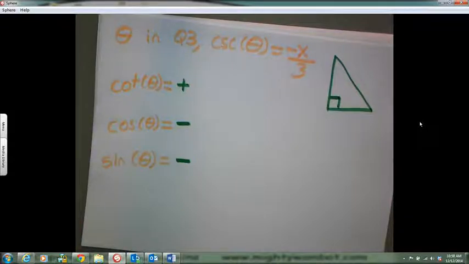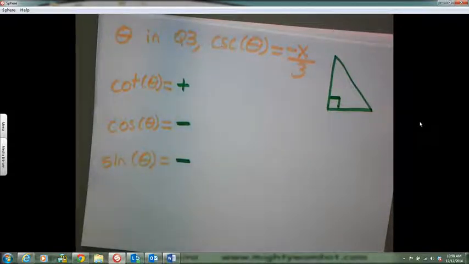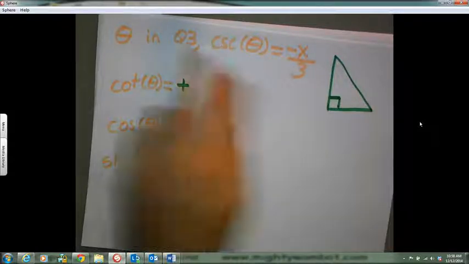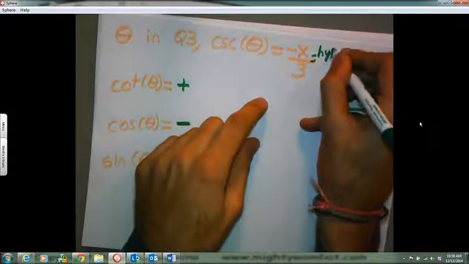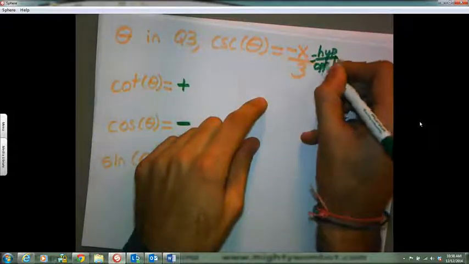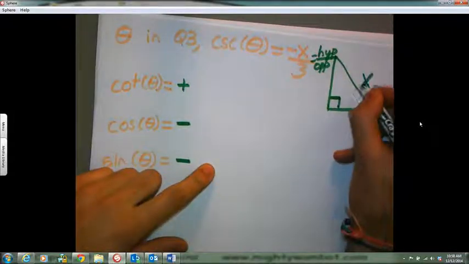So cosecant is the reciprocal, math term, flip is the non-math term, the reciprocal of sine. Sine is opposite over hypotenuse, so cosecant must be hypotenuse over opposite. So hypotenuse must be x, opposite must be 3, here's theta.